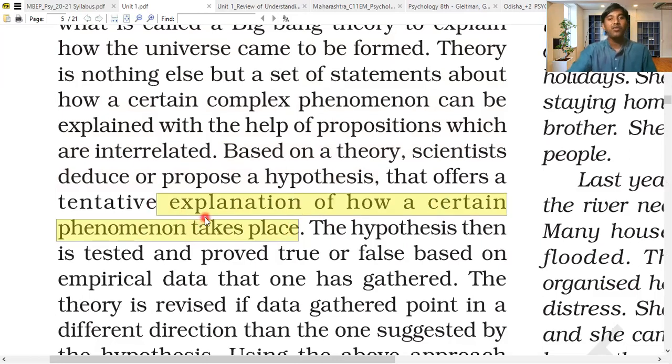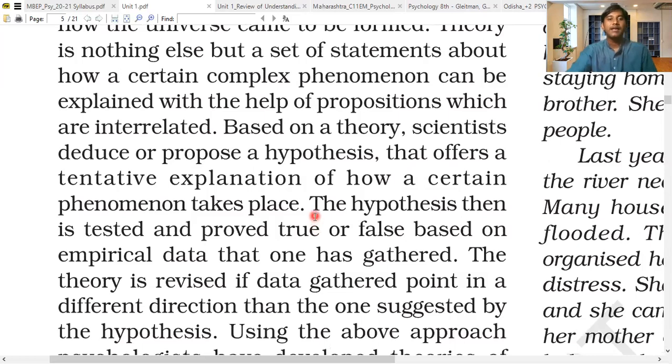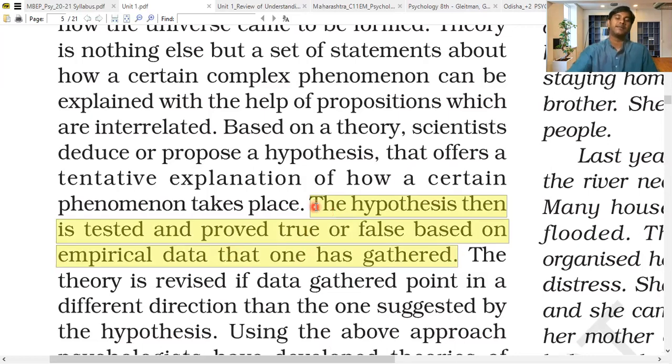As we said, how life formed, how the solar system formed, how the universe has formed. The hypothesis is then tested and proved true or false based on the empirical data that has been gathered. Let us take a new example. Boys are smarter than girls. Or girls are smarter than boys.